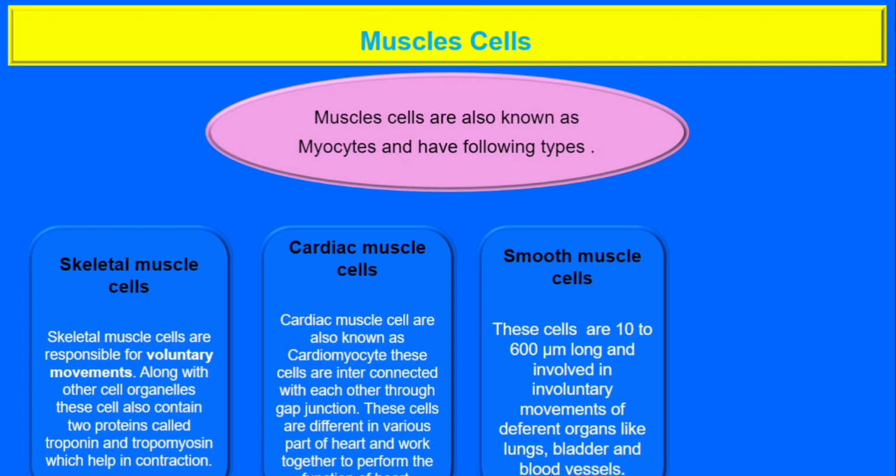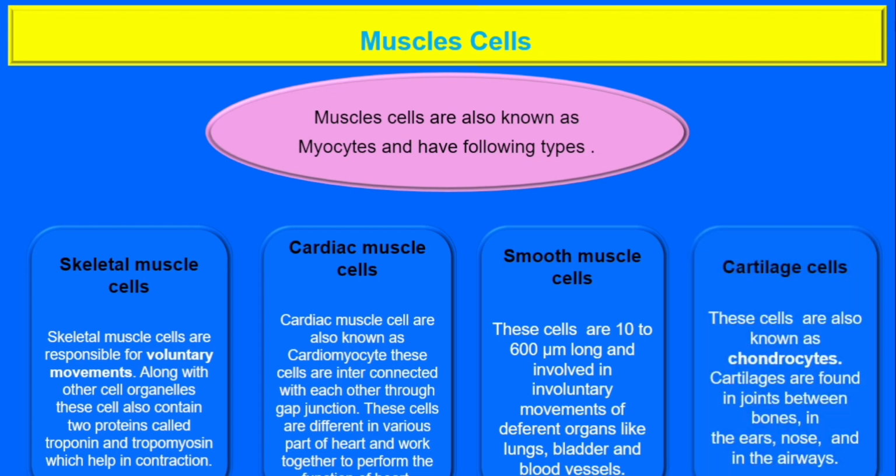Cartilage cell. These cells are also known as chondrocytes. Cartilage is found in joints between bones, in the ear, nose, and our airway.